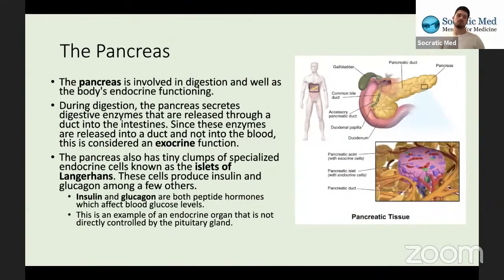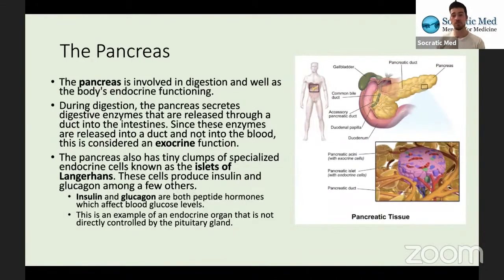And next we are going to talk about the pancreas. The pancreas is involved in digestion as well as the body's endocrine functioning. So you'll see it come up in the digestion lectures, and you'll also see it come up in lectures about hormones in the endocrine system.